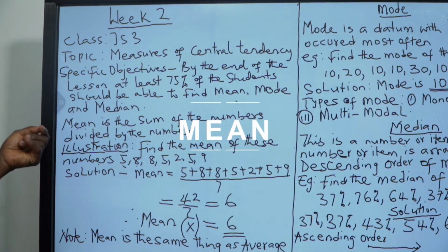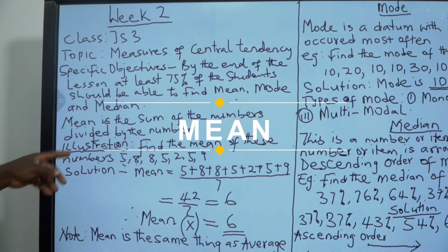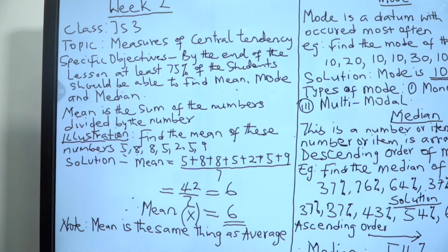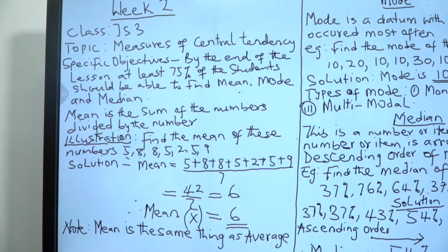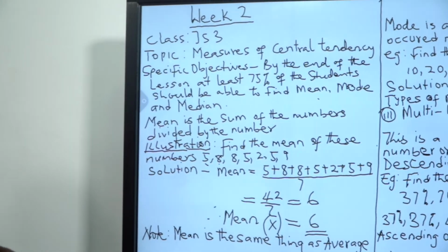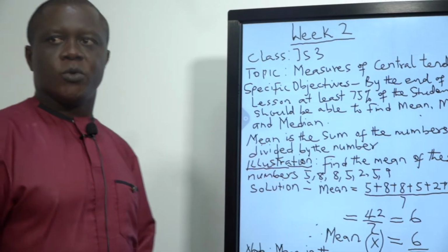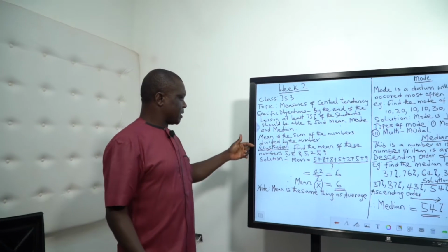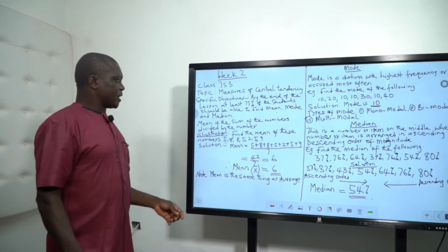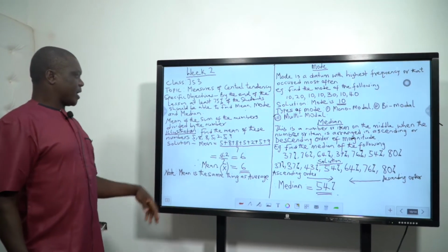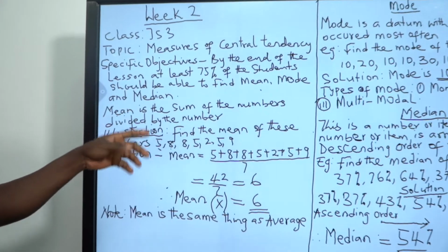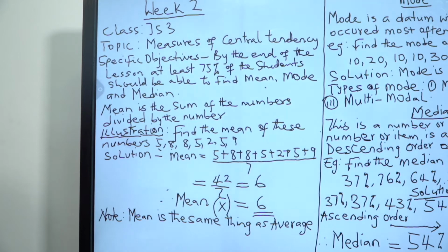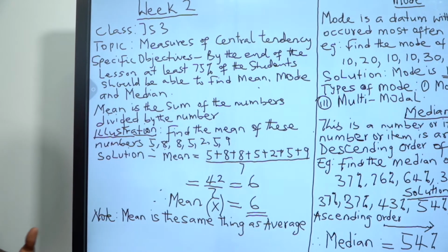Here I say that mean is the sum of the numbers divided by the number of numbers. What do I mean by the sum of the numbers? If 10 numbers are given to you to find the mean, you will sum the 10 numbers and divide by 10. As you can see in this illustration, find the mean of these numbers: 5, 8, 8, 5, 2, 5, 9. If you count them, there are 7 numbers.